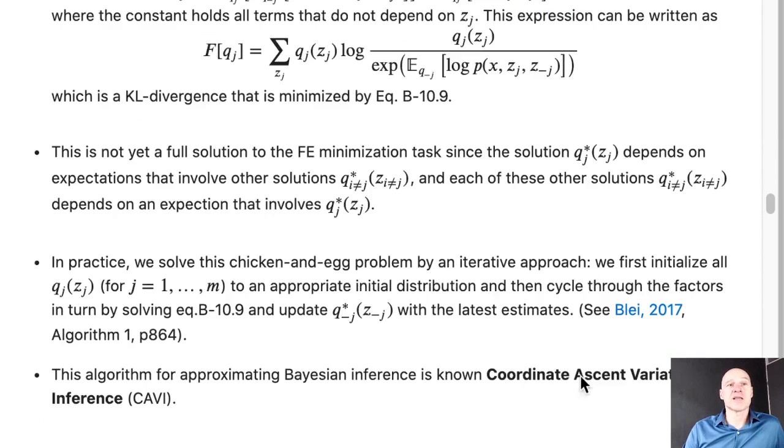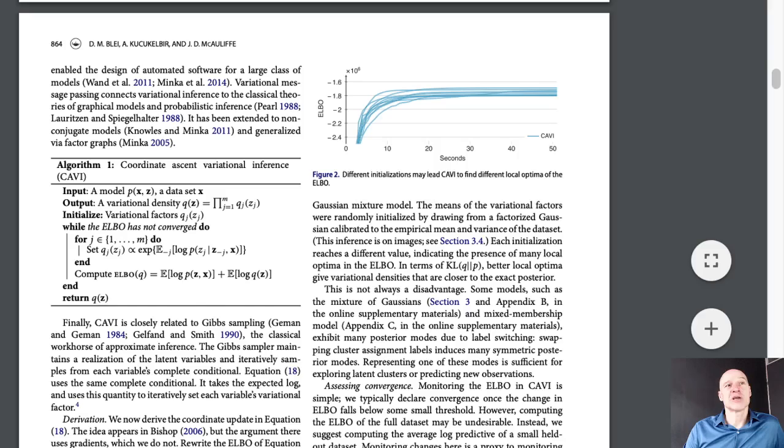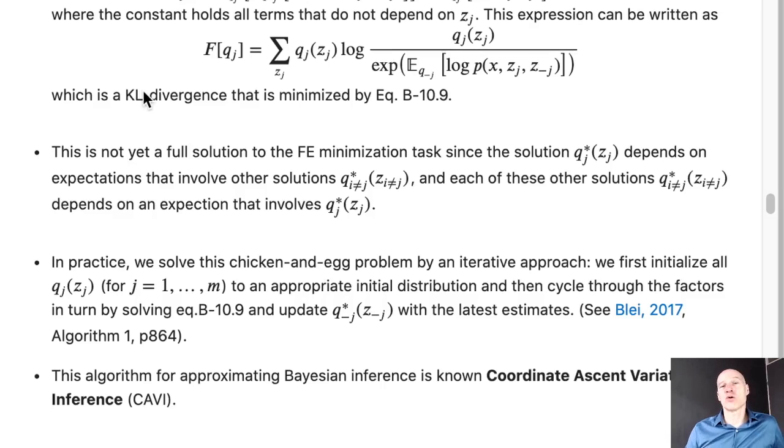When you do that, that leads to an algorithm called coordinate ascent variational inference. You can look in this paper, and you will actually see this. So there's a model, there's a data set. Basically until convergence, you set q of z_j to that formula. And when you do that until convergence, you return q of z. That's the workhorse of mean field variational inference. And it's a very good approach.